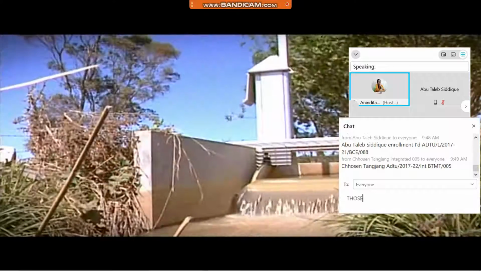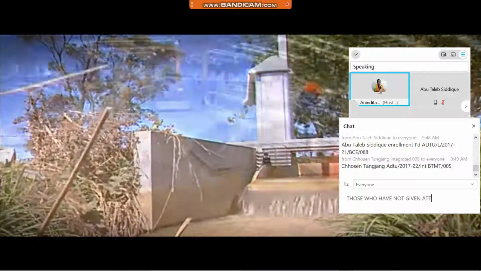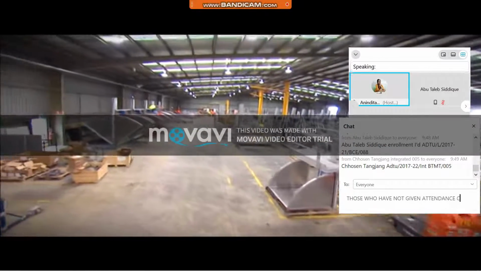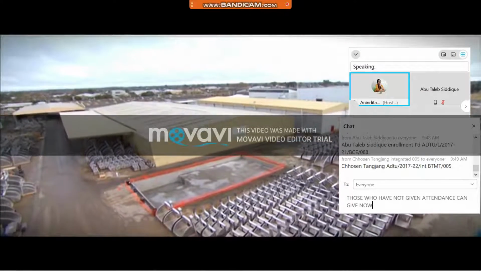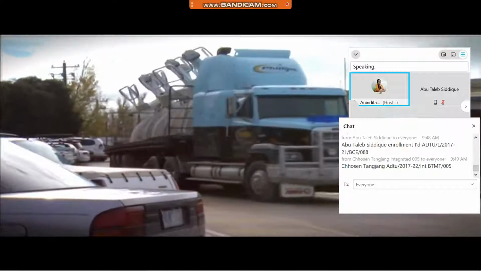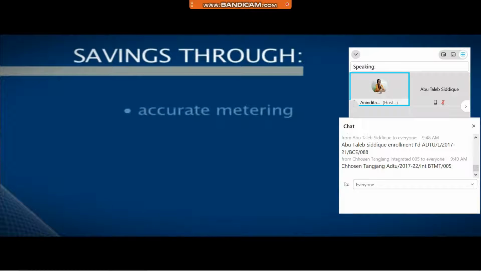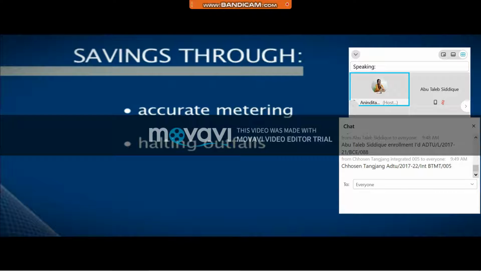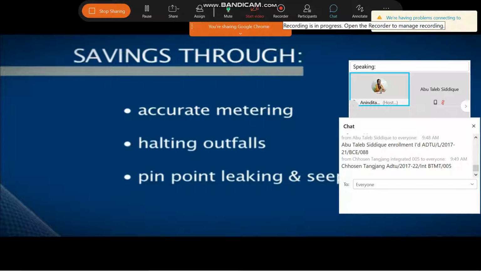The flume gate also replaces the aging devices that are used to meter water onto the farm. Over 10,000 flume gates will be installed as part of the $1 billion modernization project on 6,000 kilometers of channels in the Goulburn-Murray district. The project will achieve significant savings through accurate metering, halting outfalls that occur with manual operation, and pinpointing leakage and seepage hotspots using the TCC loss detection system.